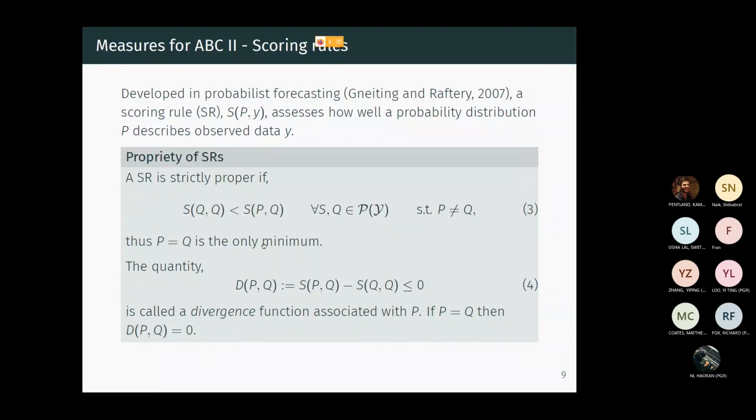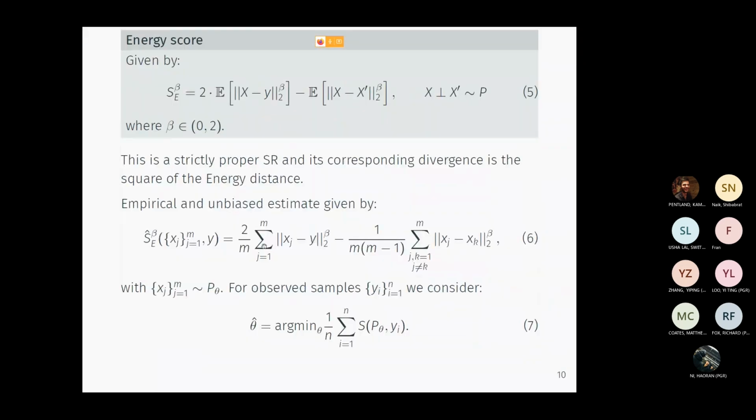So if a scoring rule is proper, then I can also define a divergence, and the divergence can be minimized with respect to my ideal distribution. There can be many scoring rules, and some of them are not proper. In this case, obviously, we considered a proper one, which is the energy score. Again, I'm just giving you the formula: the scoring rule for the energy score gives a divergence, which is the squared energy distance. It can also be estimated empirically in an unbiased way, and this is the empirical version that we use.